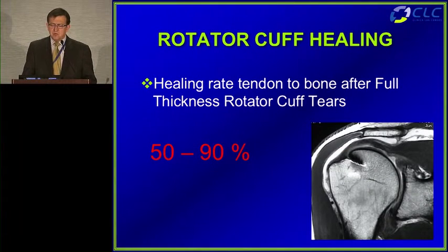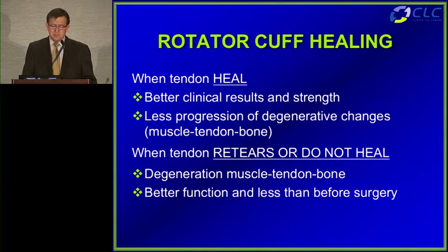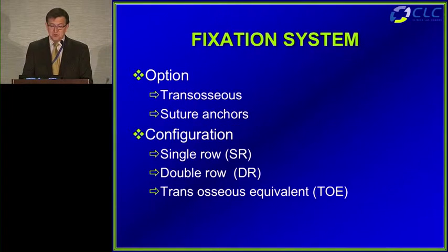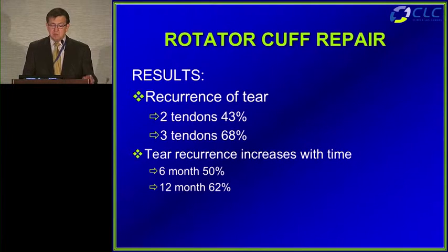The healing rate of tendon to bone after full thickness rotator cuff repair goes from 50 to 90%. When the tendon heals, we have better clinical result and strength, and less progression of degenerative changes. When the tendon re-tears or does not heal, there is degeneration, but even though we have this re-tear, we have better function than before the surgery. The options are transosseous or suture anchors with configuration of the single row, double row, or transosseous equivalent.